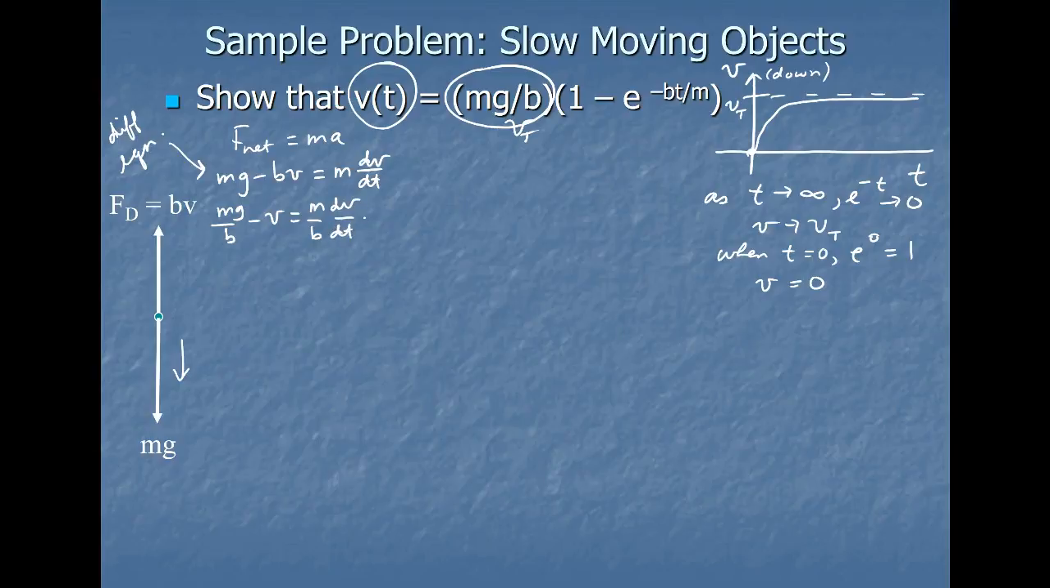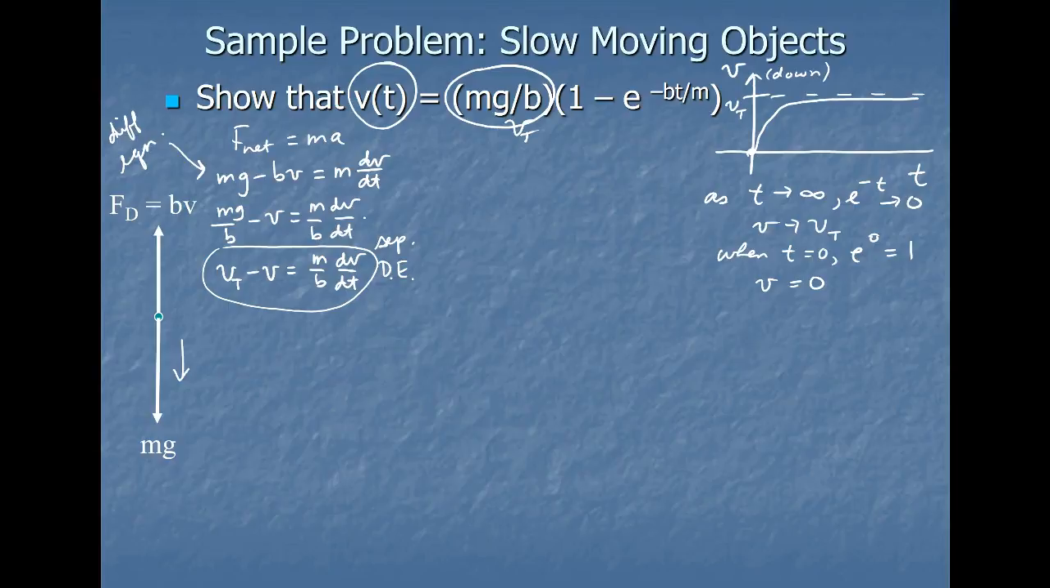And that's a trick that we can do because we know that mg over b is a special number. It's the terminal velocity. And as a matter of fact, I can replace that and say vt minus v equals m over b dv dt. Now at this point, this is what we would call a separable differential equation. And you're not supposed to know a lot about differential equations for AP Physics. And if you're just taking calculus now, this might be really early in your calculus class to be solving this kind of a problem. So I'm going to walk you through it.